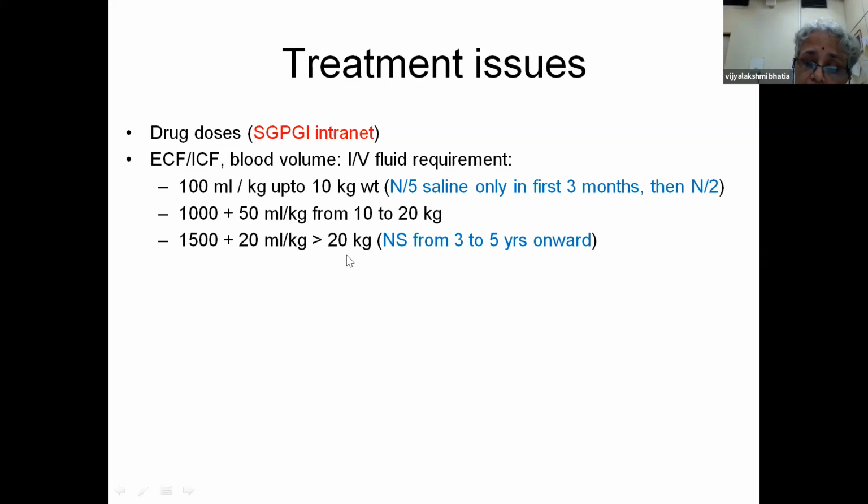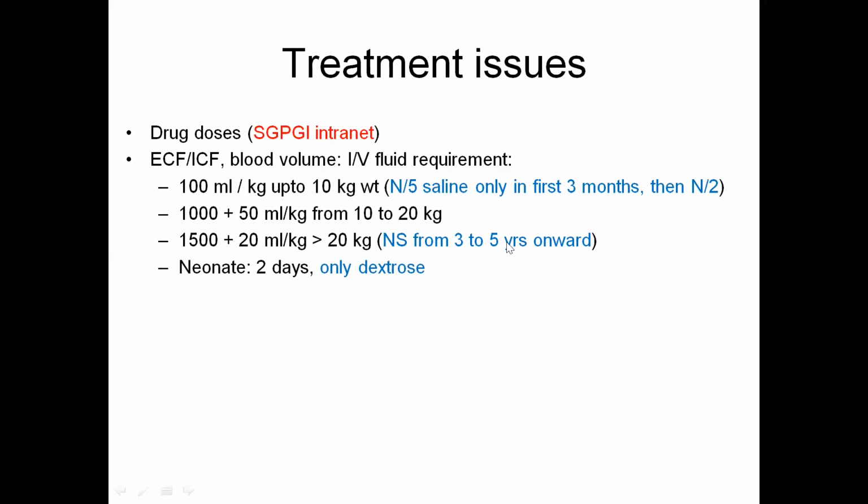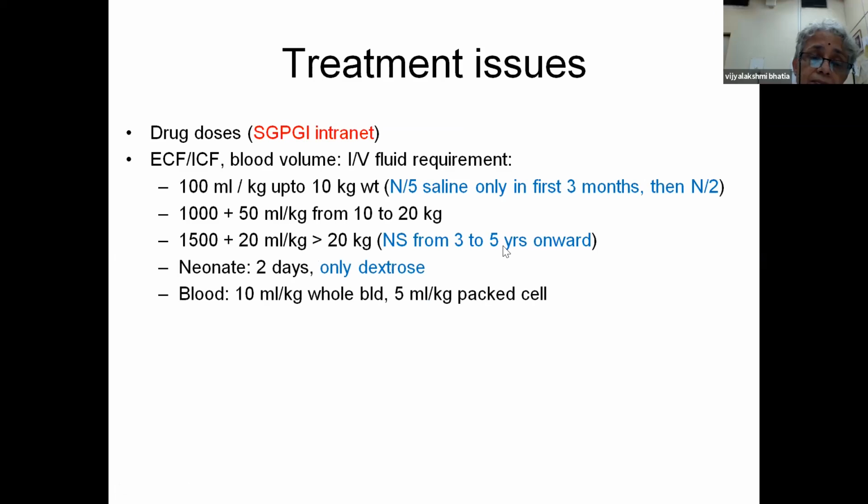The type of fluid, in the first 2 days, only dextrose. After that, N by 5 saline only for the first 3 months. Beyond that is N by 2 and normal saline. Blood, 10 ml per kg whole blood, 5 ml per kg packed cell.